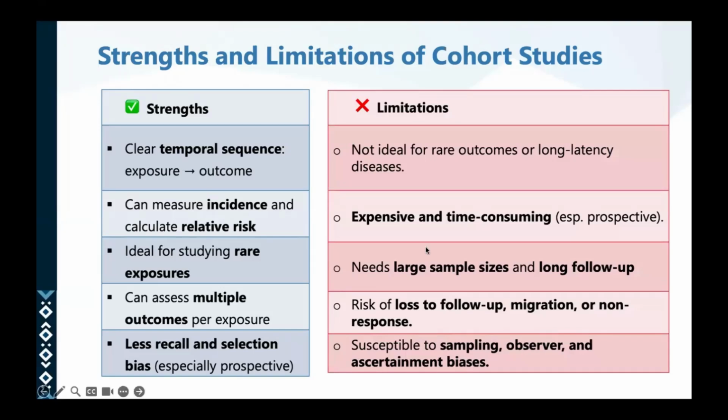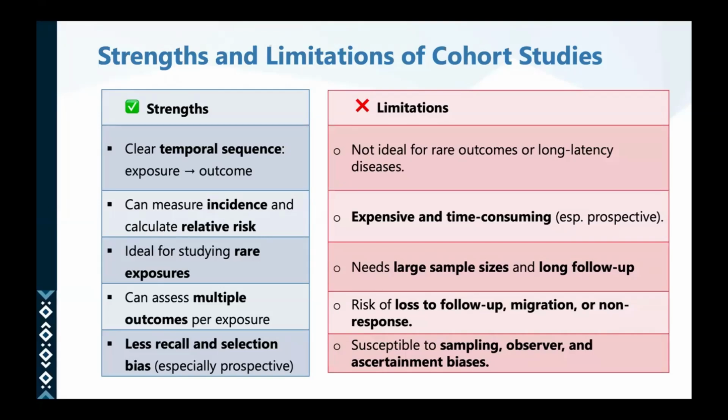So they are not ideal for rare outcomes or for disease of long latency. So if a disease is rare, you might not end up having too many people who have the case. And so that makes it very weak for you to determine the evidence that you want.